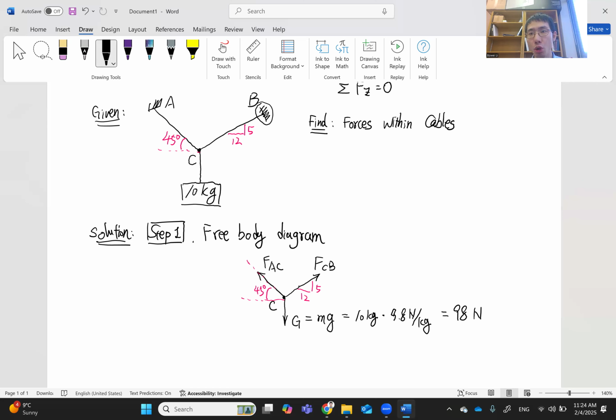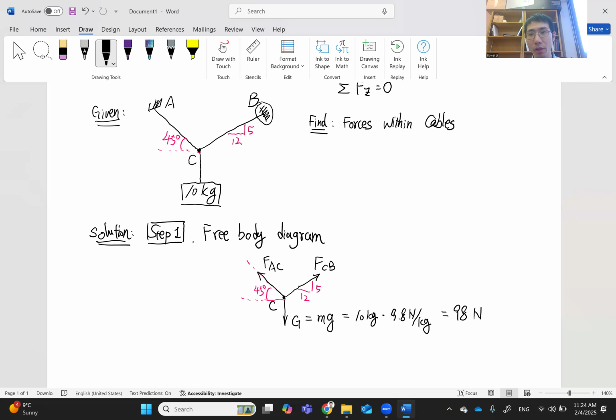So the reason why we pick C here is simply because it involves all the forces of our interest. In other words, it is the most effective.